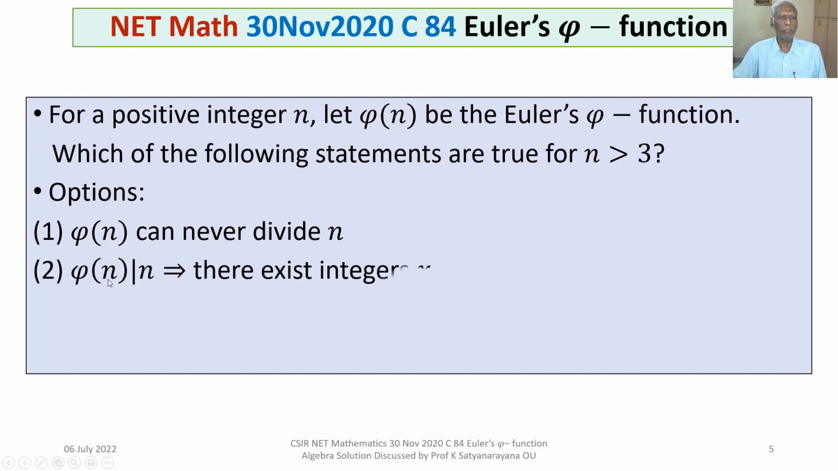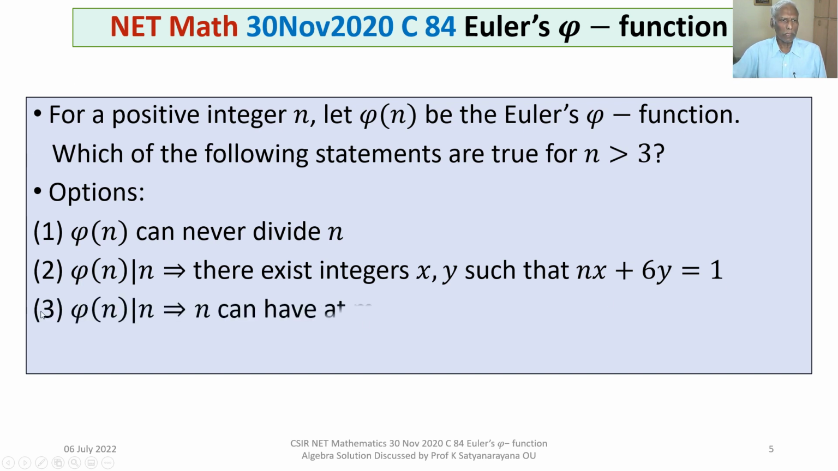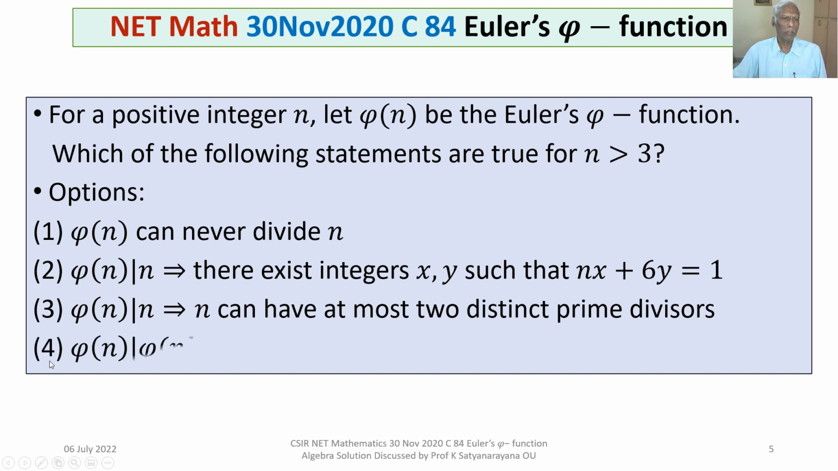Option 2, phi of n divides n implies there exist integers x, y such that nx plus 6y is equal to 1. Option 3, phi of n divides n implies n can have at most 2 distinct prime divisors. Option 4, phi of n divides phi of nk for every positive integer k.